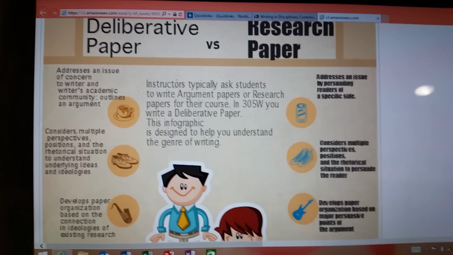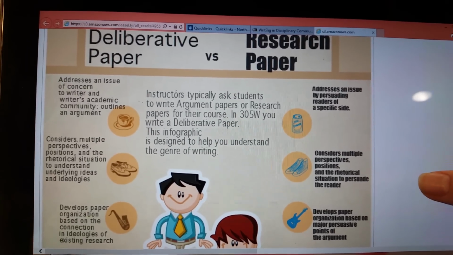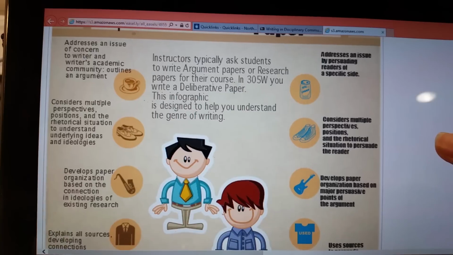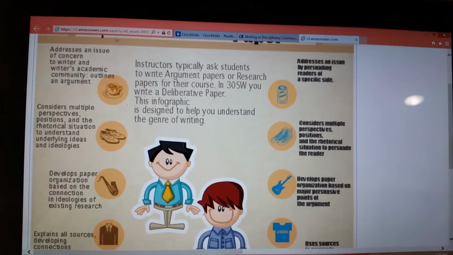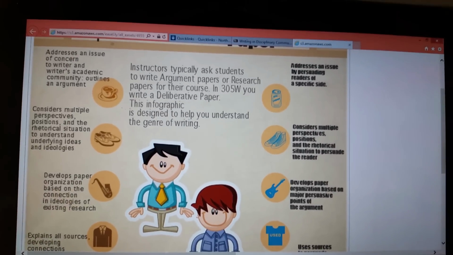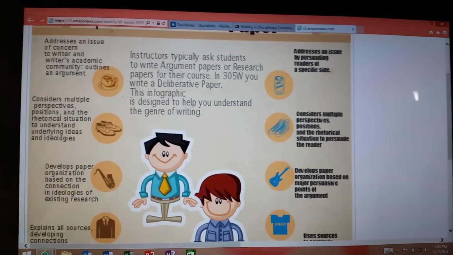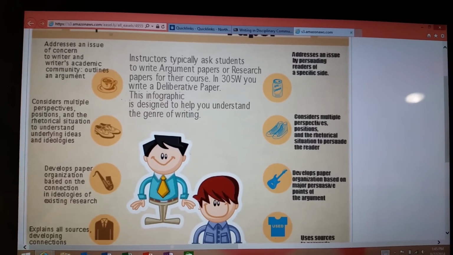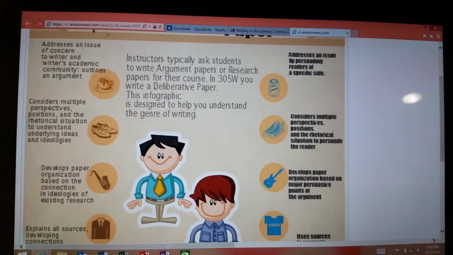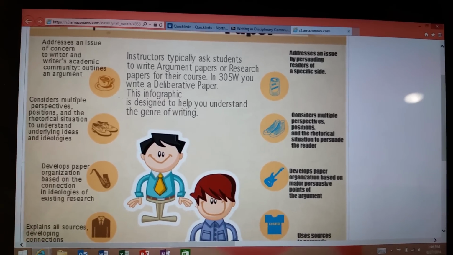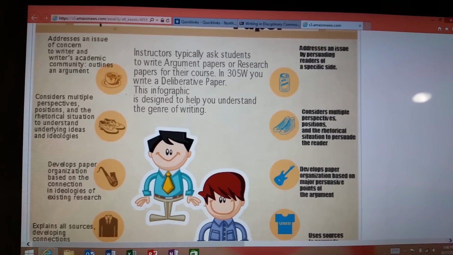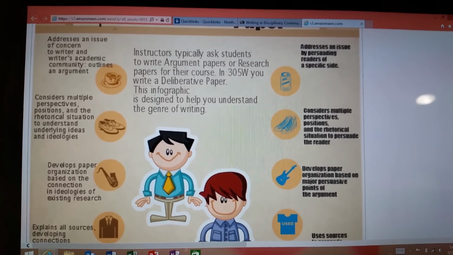So what this infographic does is it compares deliberative papers to research papers point by point. As you can see, the deliberative paper is on the left and the research paper is on the right. So I'll start with the research paper. Research papers typically address an issue by persuading readers of a specific side. Deliberative papers do not do this. They are not persuasive, and that is not the final goal or the final outcome.